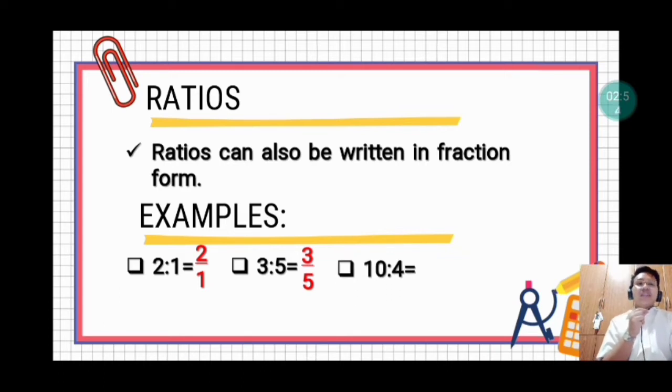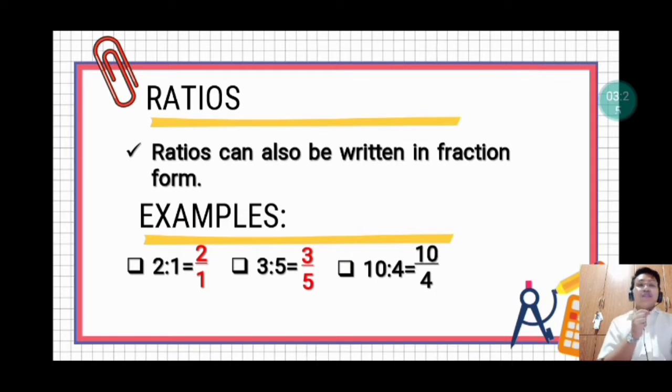Next, 10 is to 4. So, anyone? Alright, very good. So, this would be 10 over 4. So, 10 is the antecedent, and this antecedent would become the numerator, and 4 is our consequent, and that will be our denominator. So, this would give us an answer of 10 over 4.